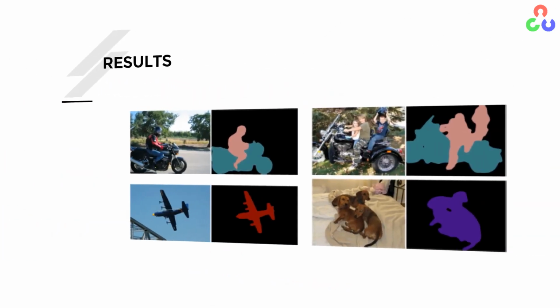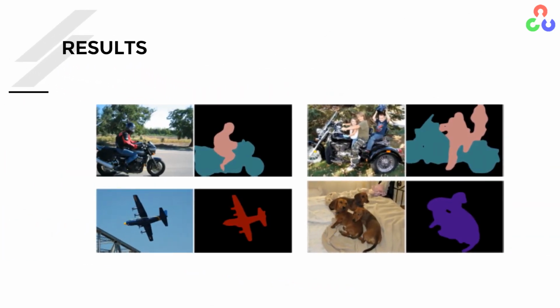Now let's look at the results. The results that came out of this paper were just astounding. This almost looks like the ground truth. Here, for example, there are two classes, motorbike and person, and it does so well. Similarly, in this very complex background, it's still able to get the motorbike and the person. Similarly, in the case of airplanes, it does a very good job. In the case of these dogs, it does a very good job.